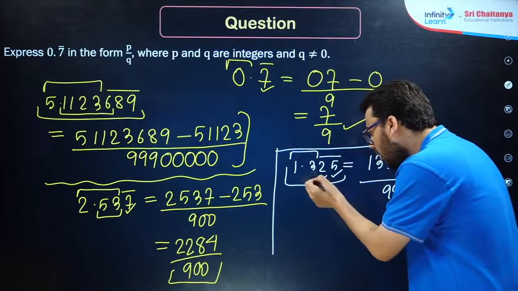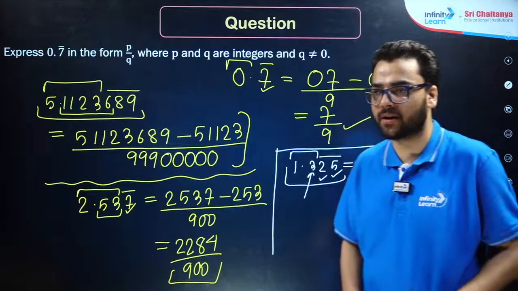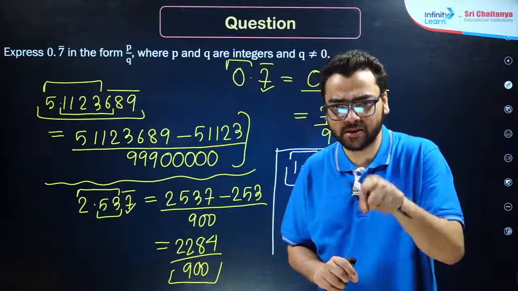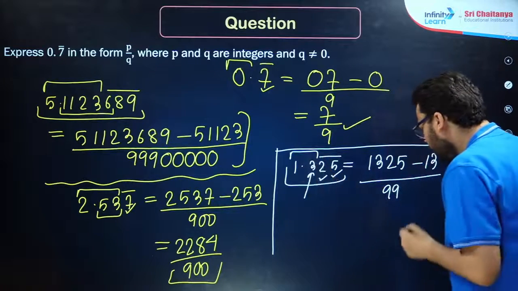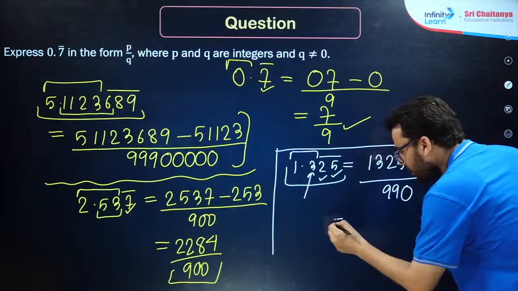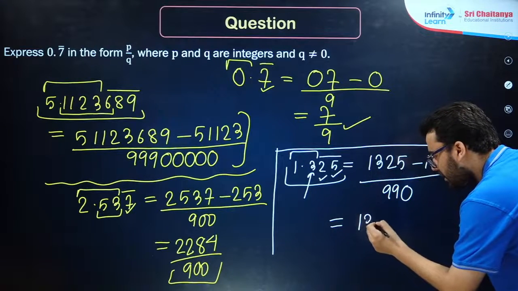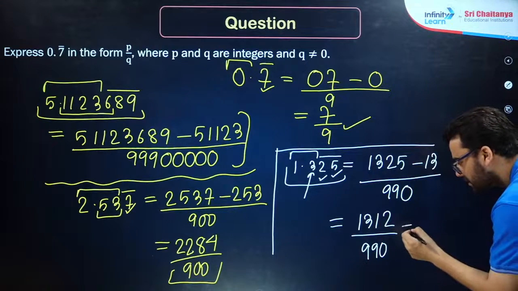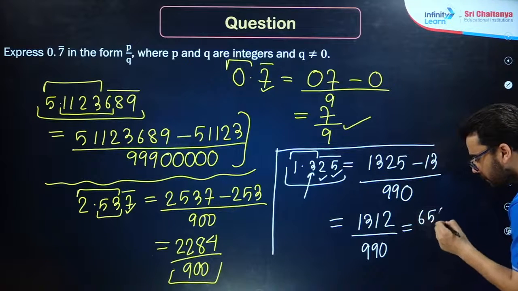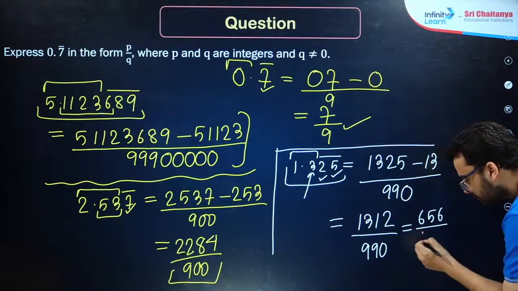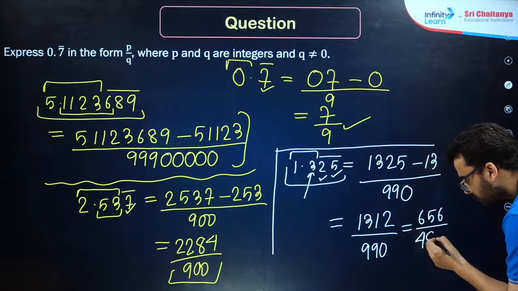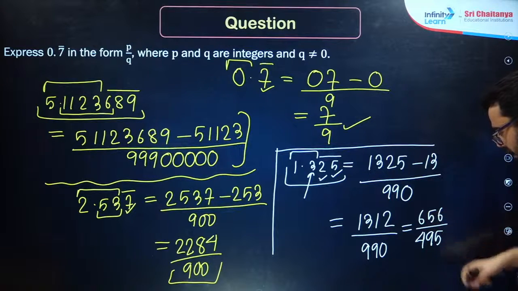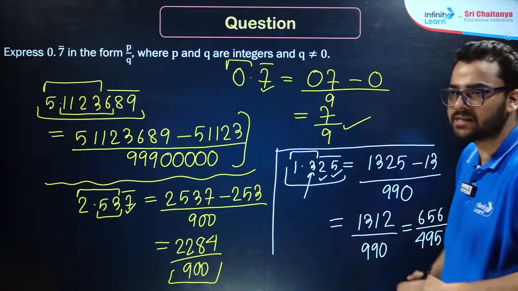Now after the decimal, how many digits are there on which bar is not there? So only one digit is there, so 10 will come. So this is the answer. You can further simplify. This will be 1312 divided by 990. This is the answer. I guess it is not further simplifiable. Is it clear?